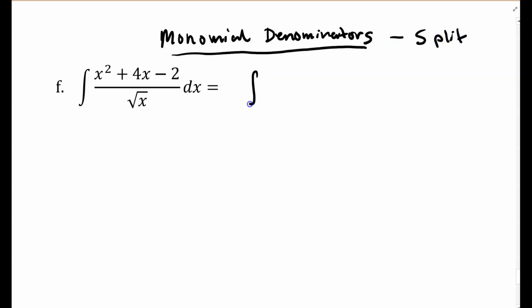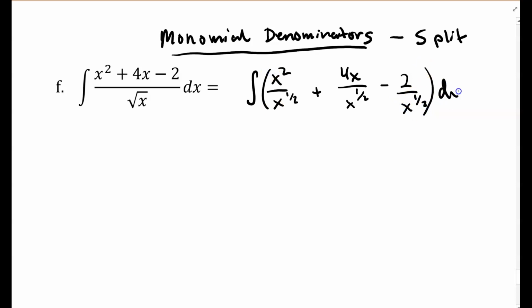Split. So I'm going to have x squared over x to the power of 1/2. That's square root of x, right? Plus 4x divided by x to the power of 1/2 minus 2 over x to the power of 1/2. And again, all of this is dx. So what I did here is I just divided every single term by the denominator.